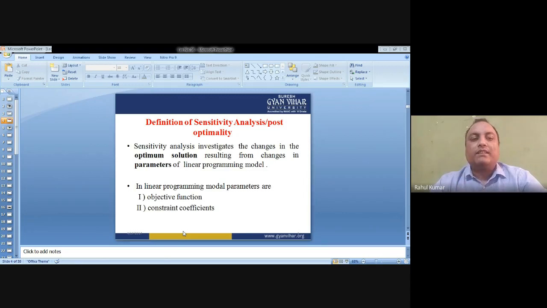These parameters are the objective function and constraint coefficients. I will give one example for this case. Suppose that you solve a linear programming problem, and then wish to solve another problem with the same constraints, but a slightly different objective function.